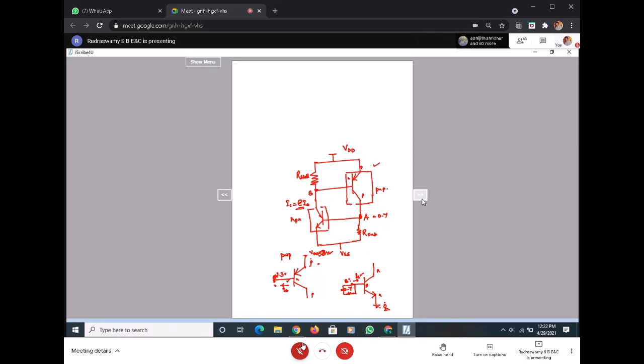For a PNP transistor, the emitter is at some positive potential, and the base is at 2.3. Now you tell me what is VBE now? VBE is 2.3 minus 3. What is the base to emitter voltage now? Is it now minus 0.7? Yes or no?